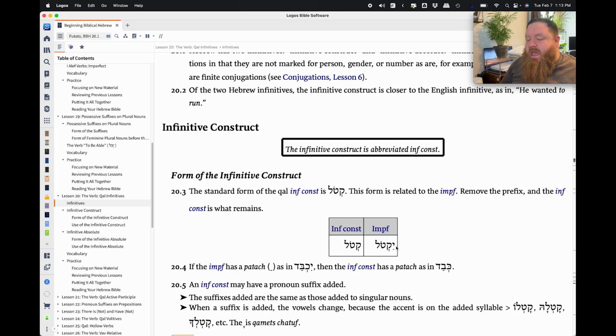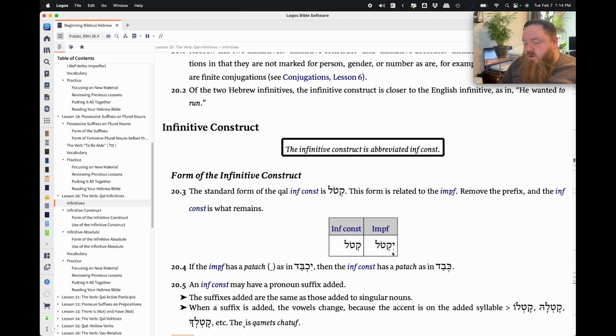So take a kal imperfect 3ms version. That's step 1. Step 2, pull off the prefix. And that's it. You're done. Pull off the prefix of a kal imperfect 3ms verb, and you have the kal infinitive for the strong verbs. We'll talk about the weak verbs in a minute.